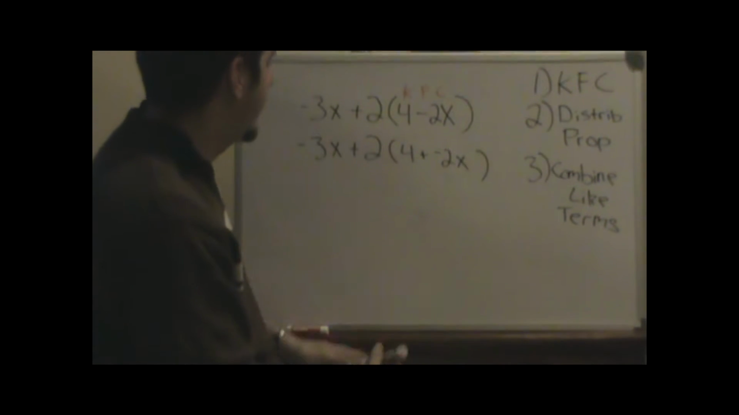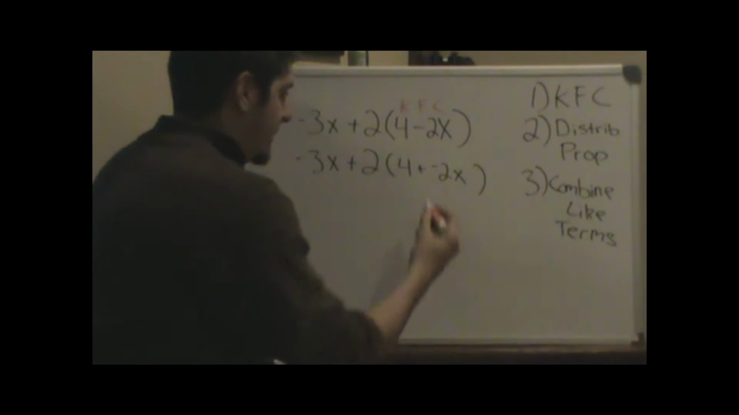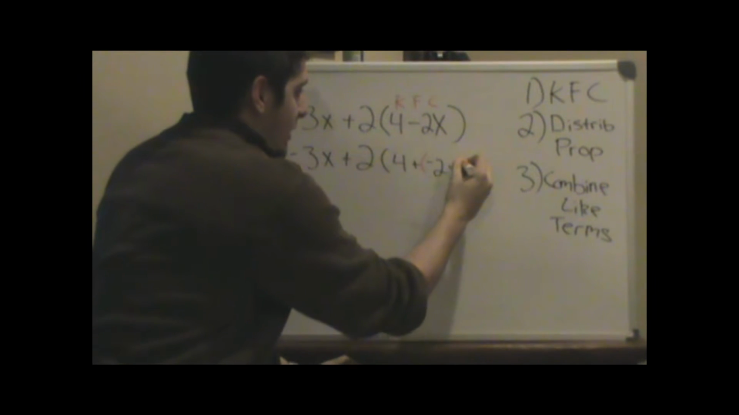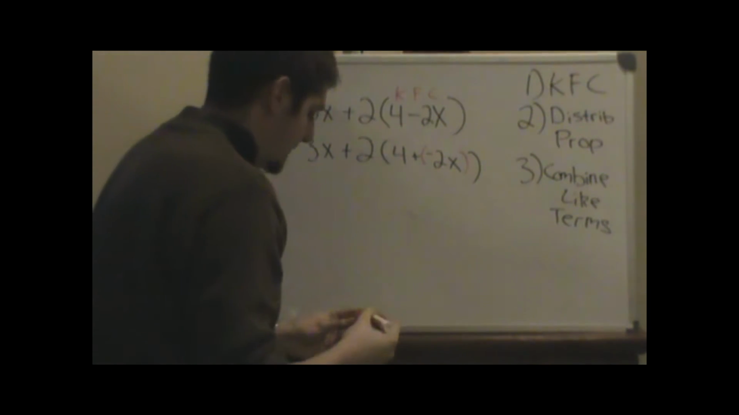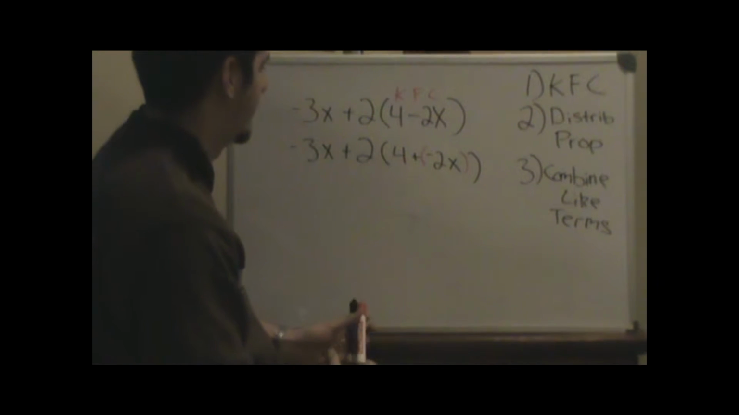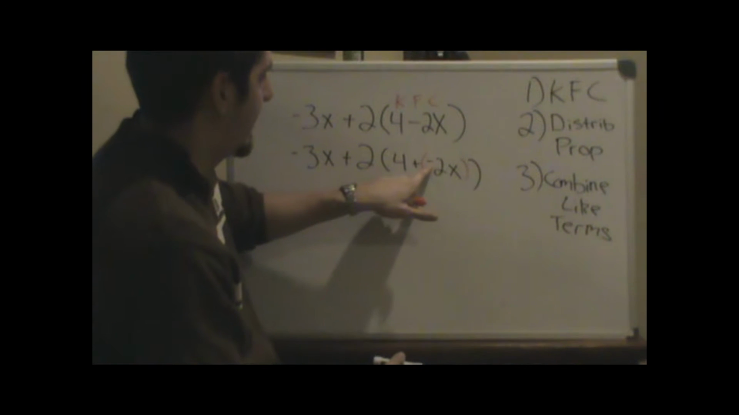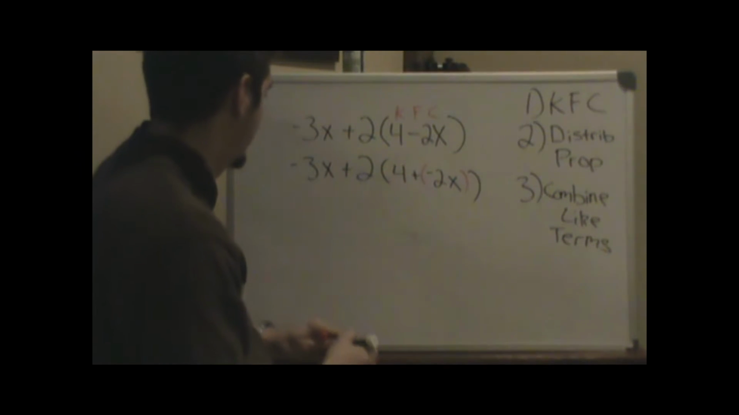So, step 1 is done. There's no more subtraction. I'm going to put some parentheses around the negative 2x just to keep the plus sign and the negative sign separated. But inside the parentheses, this is 4 plus negative 2x.